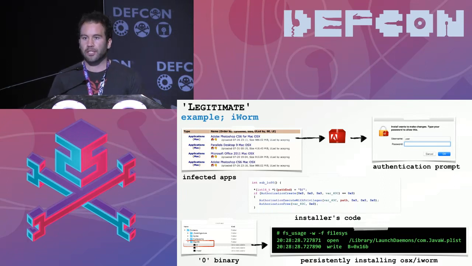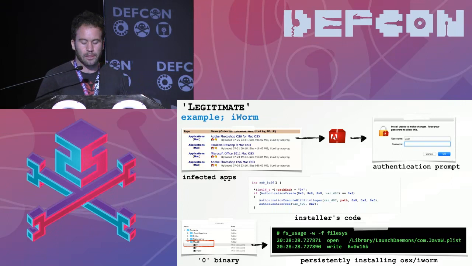When the malware was executed, it would invoke the AuthorizationExecuteWithPrivileges function, which would then display an authentication prompt. Now, users would likely enter their password because, again, there's no way to verify this, and also they're installing software, so they're used to seeing this, especially when they're running some installer.